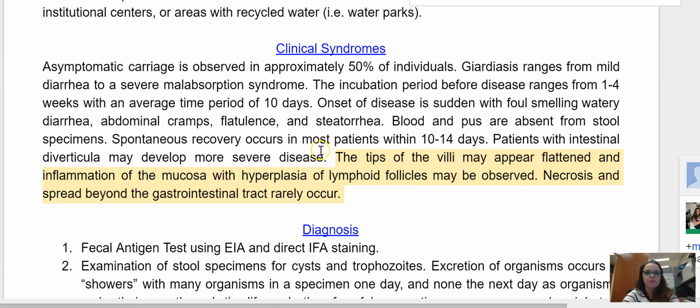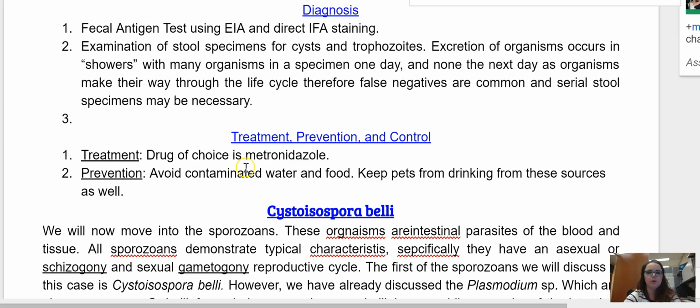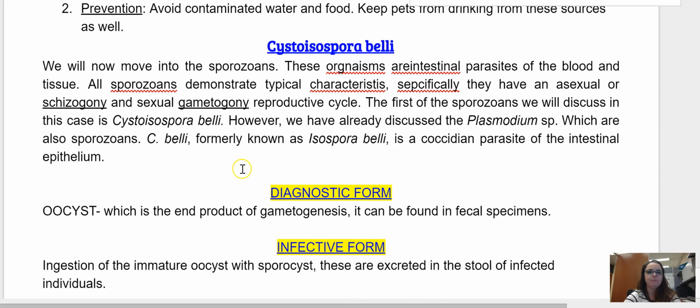The clinical syndromes here, you're really looking at diarrhea, abdominal cramps, flatulence. For most patients, this is going to be fine after about 10 to 14 days, but occasionally you're going to see hyperplasia and necrosis of the gastrointestinal tract. It's a pretty important organism. Make sure you go through that.